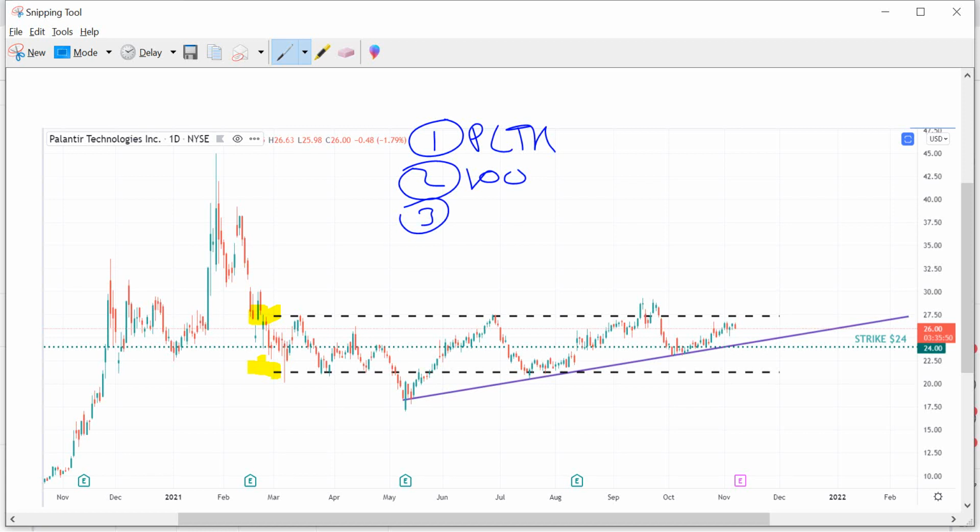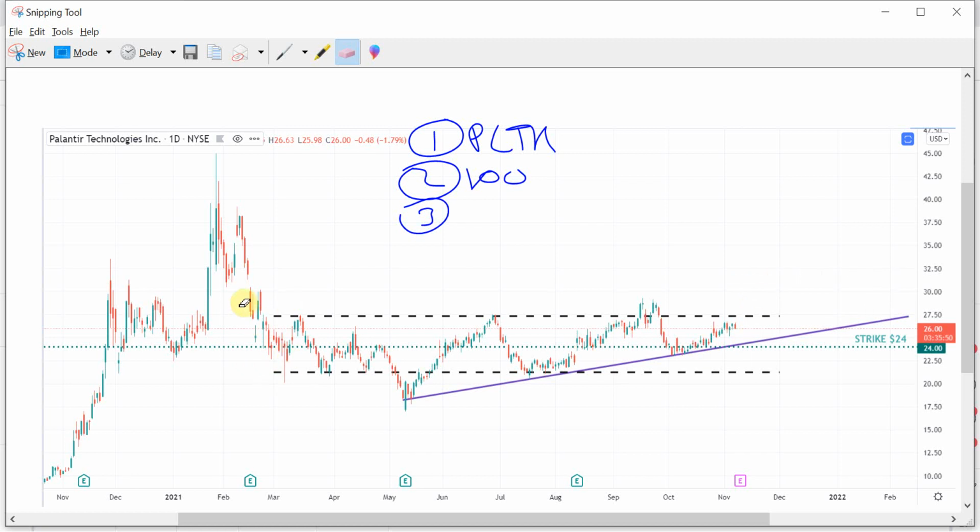So as you can see here, I've drawn this green dotted line at the $24 level. And the reason why I selected the $24 level is that if Palantir has a good earnings, it will hopefully go up, and if Palantir has a bad earnings, it will potentially go down. But what I think will happen is if it does go down, it's going to use this future support from this trend line, hopefully, to act as a barrier to keep it away from my 24 strike. So that is why I've selected the 24 strike.